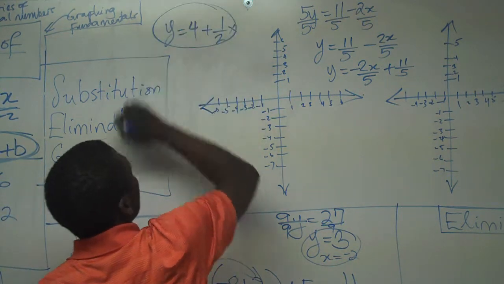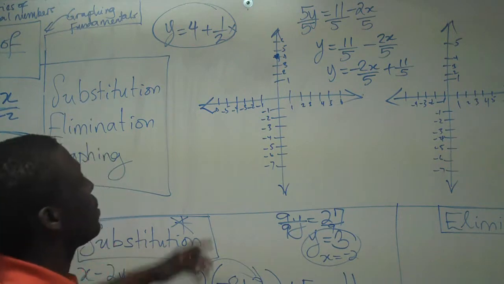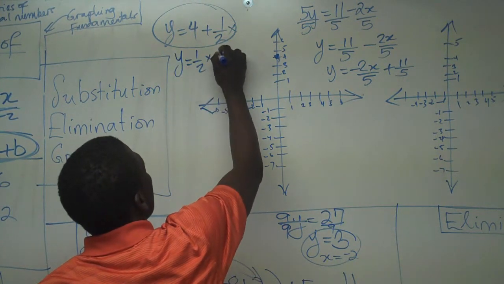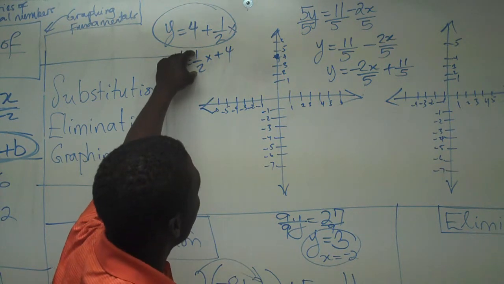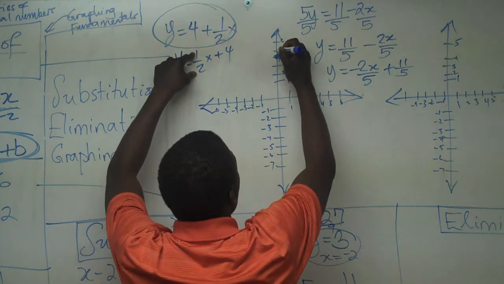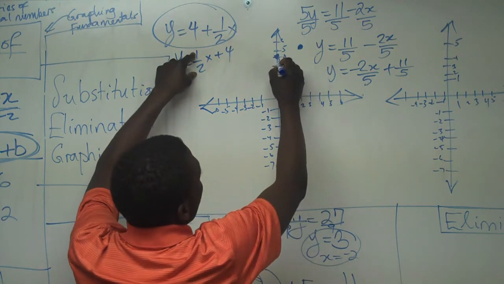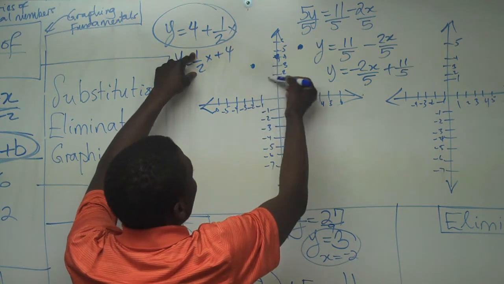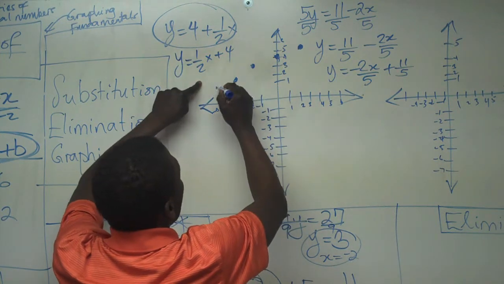Let's take this equation. We'll start at 4. 4 is the y-intercept. And this is also, of course, y is equal to half x plus 4. So 4 is the y-intercept. We know that the slope is 1 over 2. So for every time I move up 1, I move over 2. And every time I move down, I would move back 2. And if I go down 1, I move over 2 again.